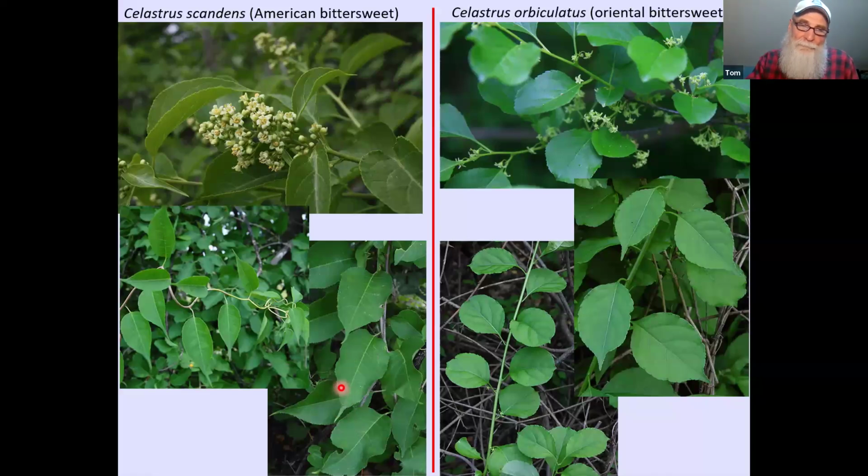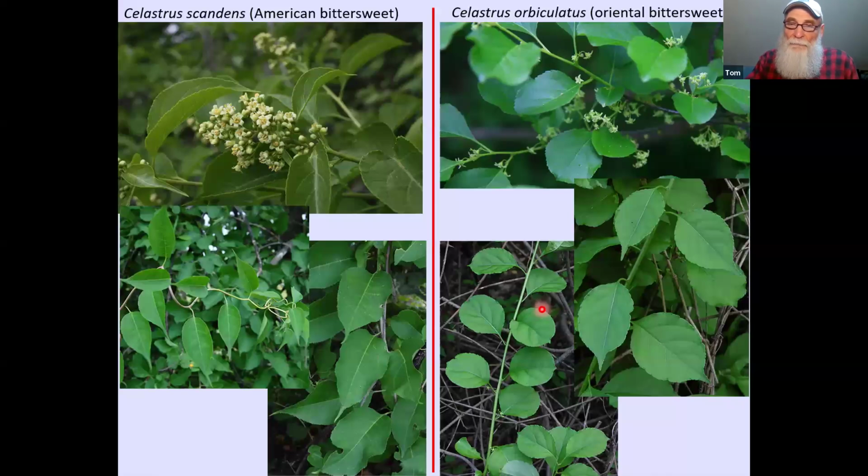Now, again, you have to look at more than just one leaf. There's always going to be variation in these leaves. So you look at many of them and see what the general consensus of the leaves is. Whereas Oriental, often called round leaf bittersweet, of course, the leaves are more orbicular, usually.